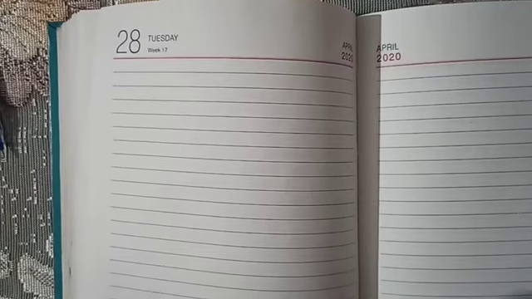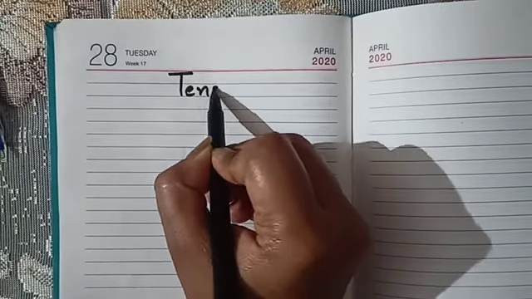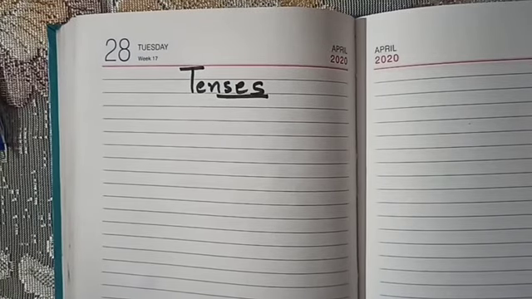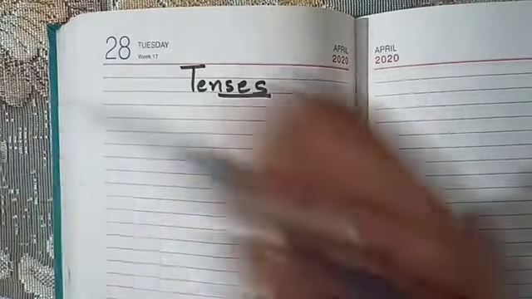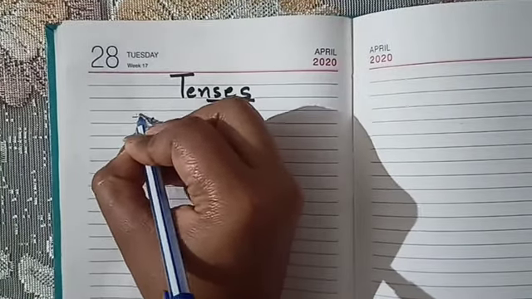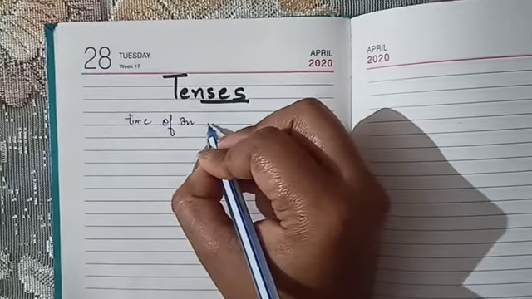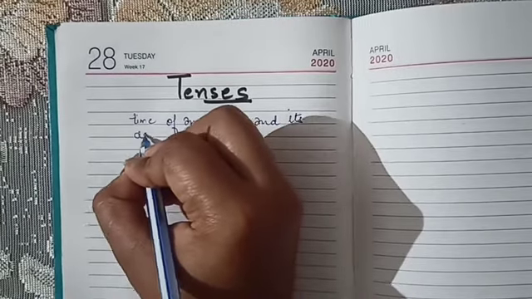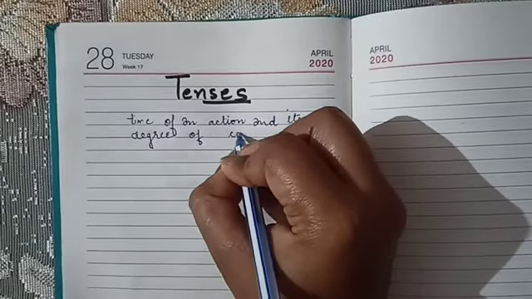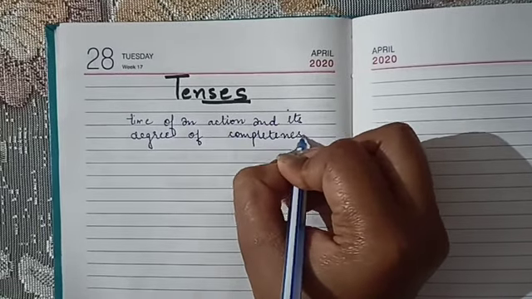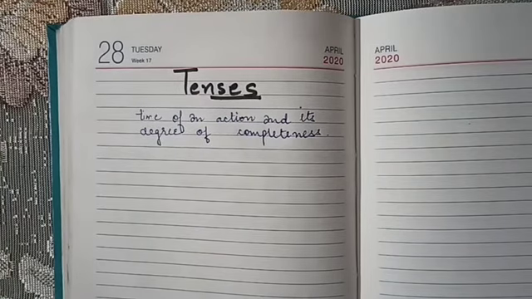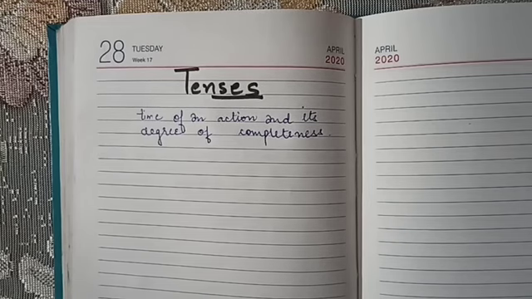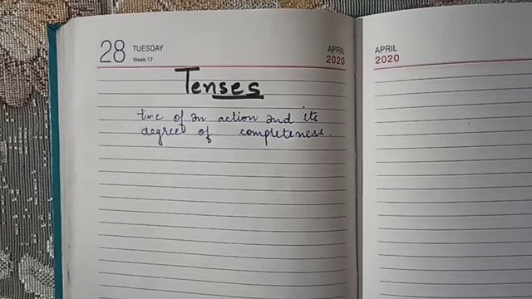Students, in the last lecture, we had already started with the topic tenses, right? What is a tense? Tense is the form of the verb which shows the time of an action and also its degree of completeness. Whether the action is completed, whether the action is incomplete, whether the action is still going on, right?